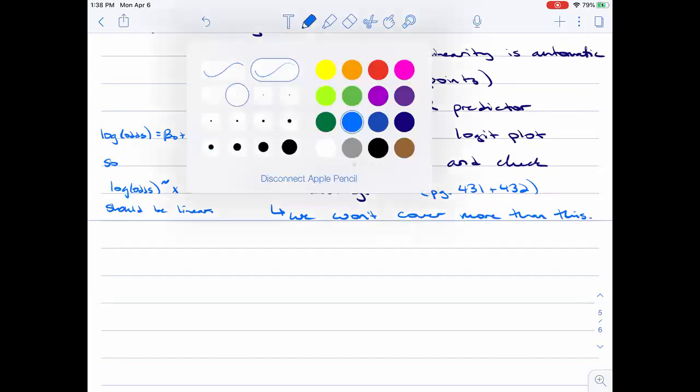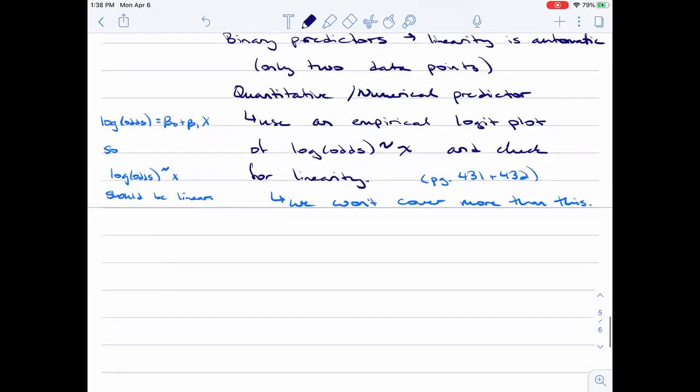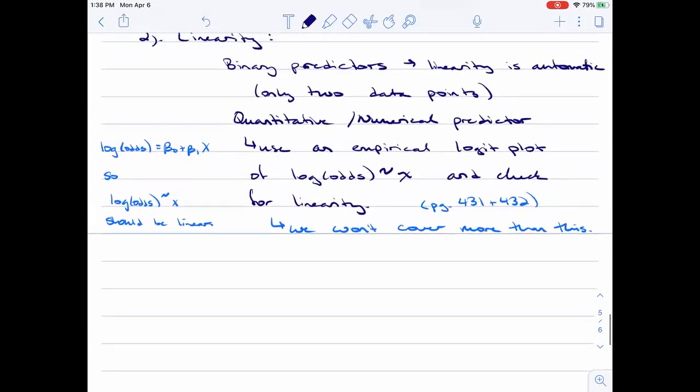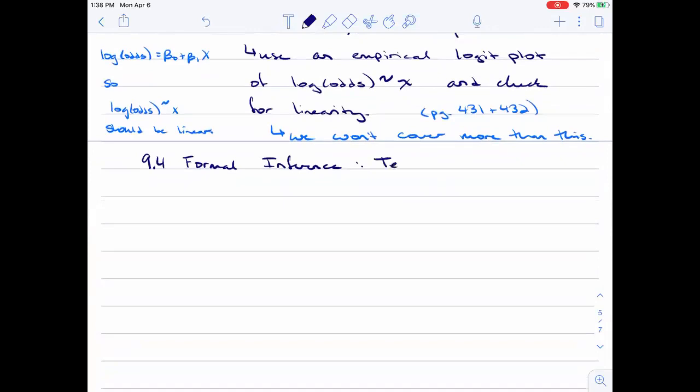Okay. So the last section is about formal inference. There is more than this, but I'm just giving you a little bite-size piece enough to get you through if you need it. But of course, the textbook talks about it a lot more. 9.4, formal inference: tests and intervals.